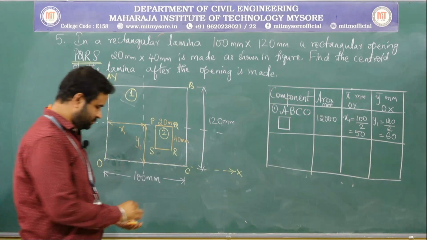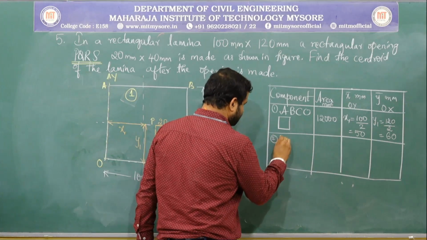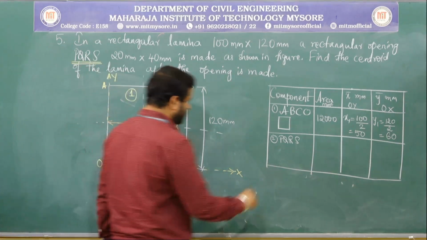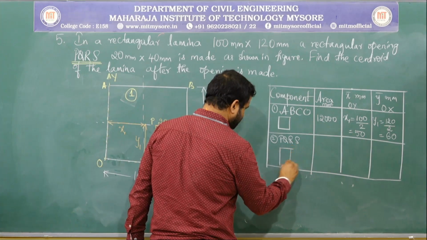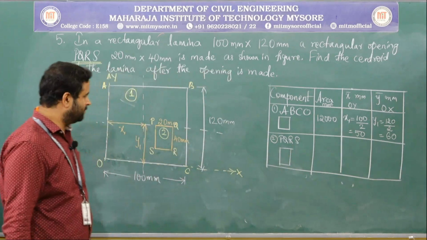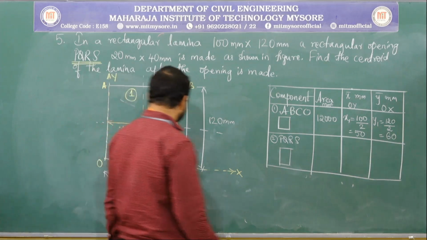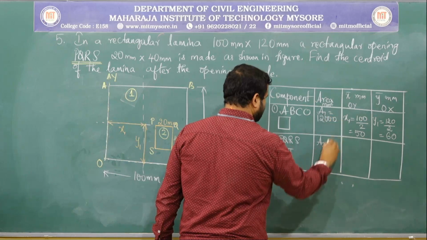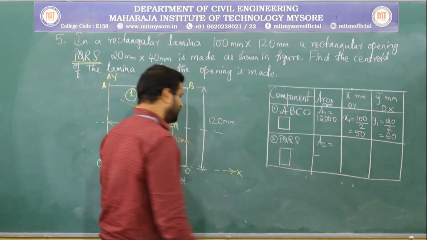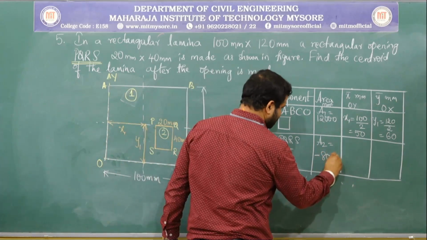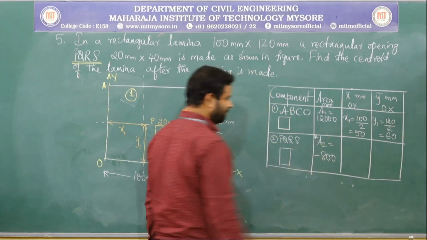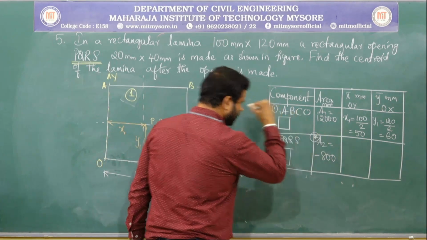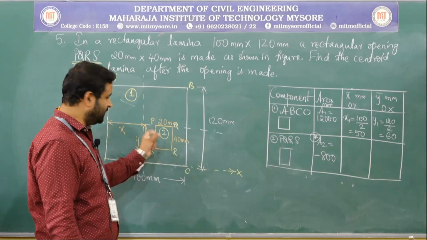Now, coming to component 2, which is PQRS, and the orientation is almost similar to the previous component. The area of component 2, which we have already calculated, if this is A1 and this will be A2, is equal to minus 20 into 40 is 800, minus 800. Please be careful with this step. We have to write a minus sign, that is why I have drawn a star here, because the area has to be removed.